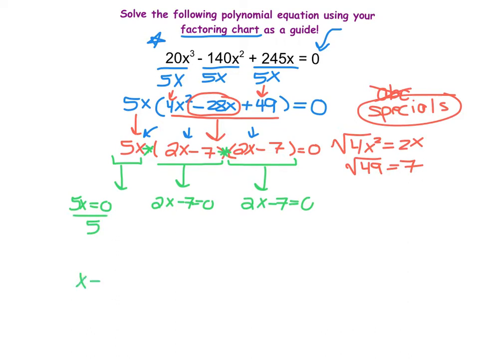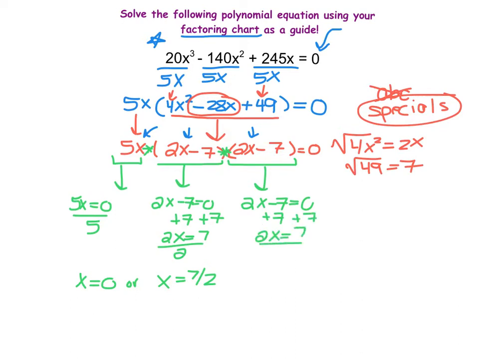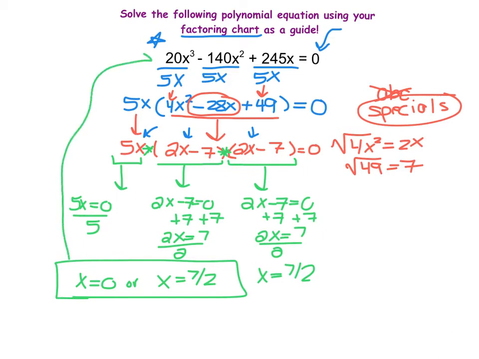In the first one, x is equal to 0. If I solve this second mini equation, I find that x is equal to 7 over 2. And if I solve this third mini equation, I find that x is also equal to 7 over 2. So I don't need to mention that twice. I can just say x equals 0 and x equals 7 over 2 are the two values for x that would make this original equation true.